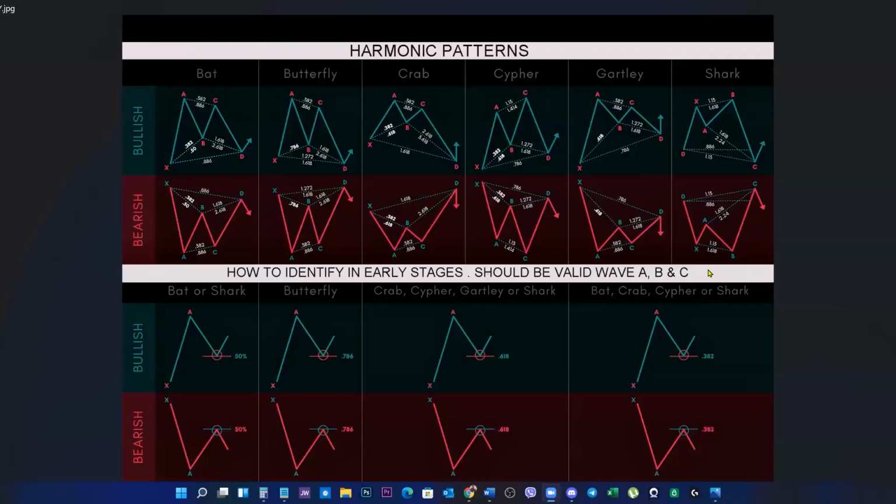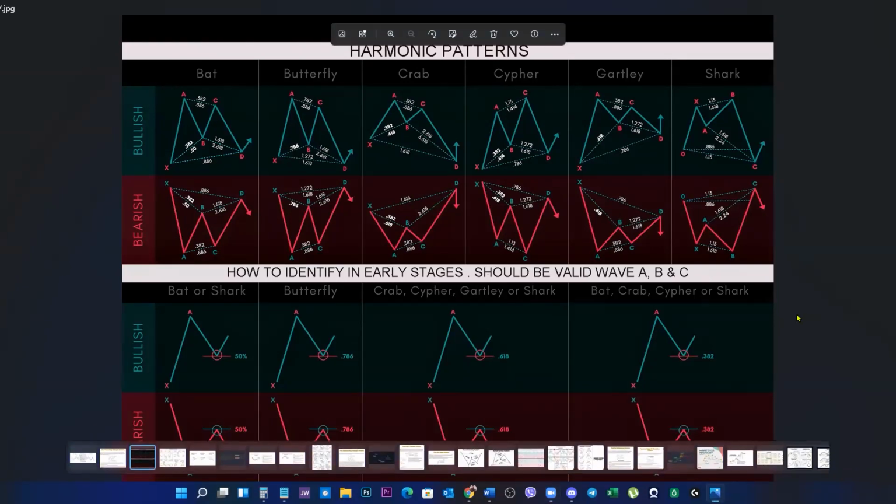So I will now share my presentation. Just hold on. Okay, so this is our presentation, our chart about harmonic pattern.